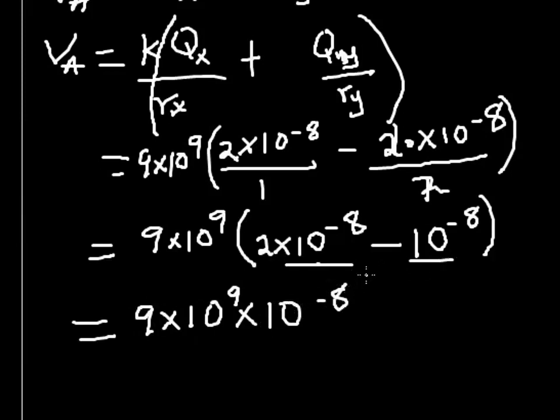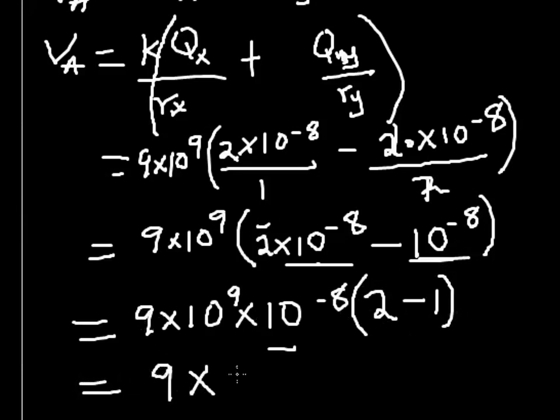That's how I solve it, but you can do it a different way, just make sure you have the same answer. Now since 10 raised to the power minus 8 is already outside, I write the 2 that's left here, and what is left is 1. That's 2 minus 1, which is 1, and 1 multiplied by this multiplied by 9 will give me 9, and that's 10 raised to the power of 9 minus 8, that is 1. So that's simply 90 volts.